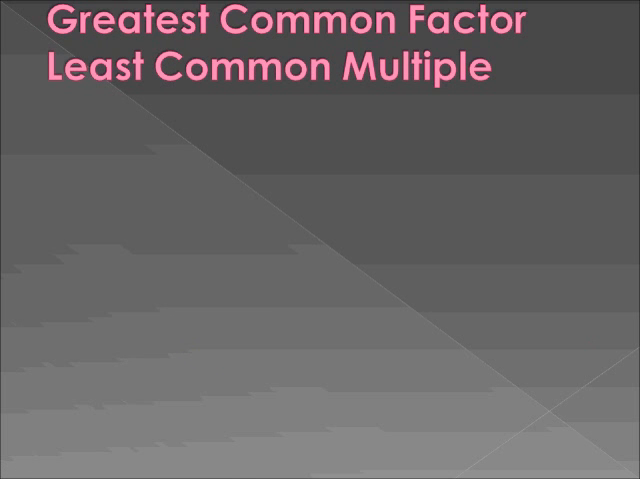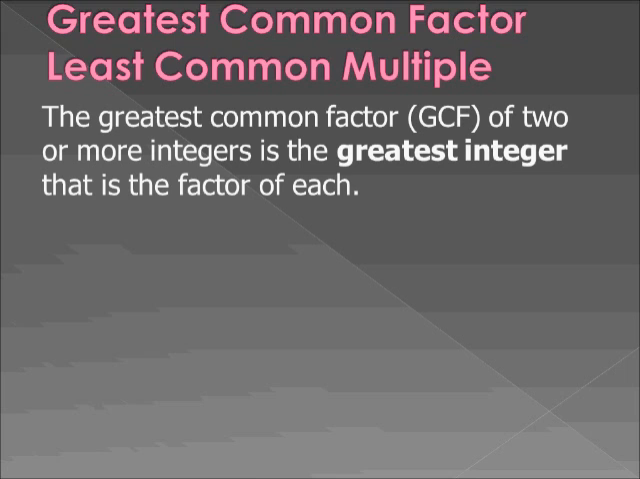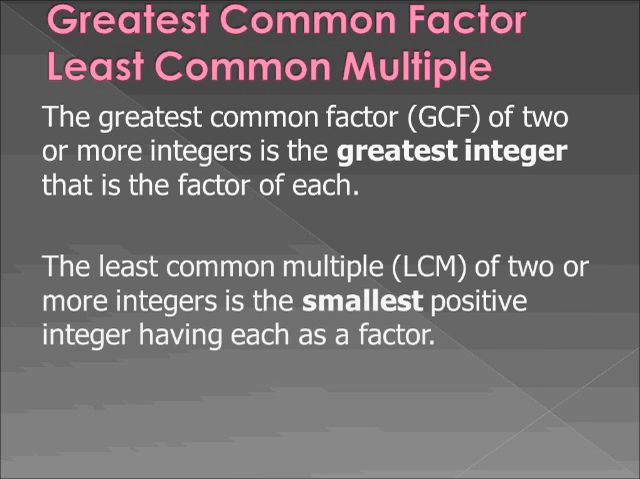The greatest common factor and the least common multiple. The greatest common factor, or GCF, of 2 or more integers is the greatest integer that is the factor of each. The least common multiple, or LCM, of 2 or more integers is the smallest positive integer having each as a factor. So, again, these should be terms you learned in pre-algebra and algebra 1, and we'll see how this works mathematically right now.